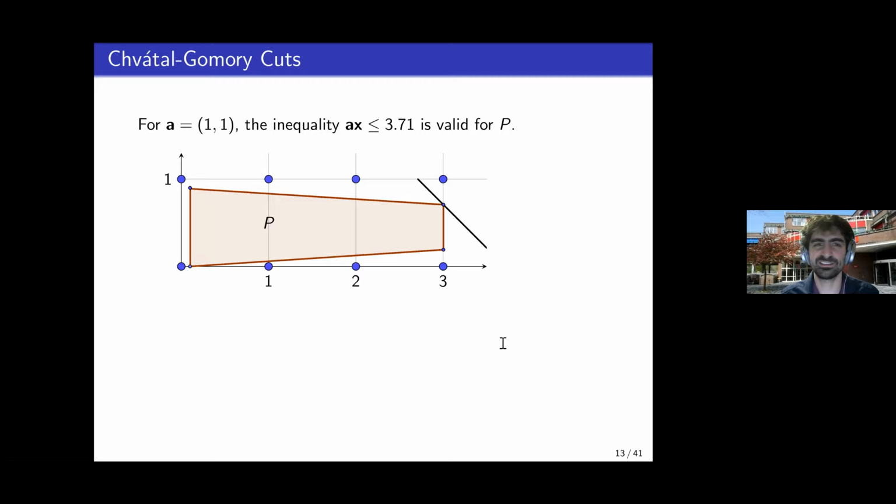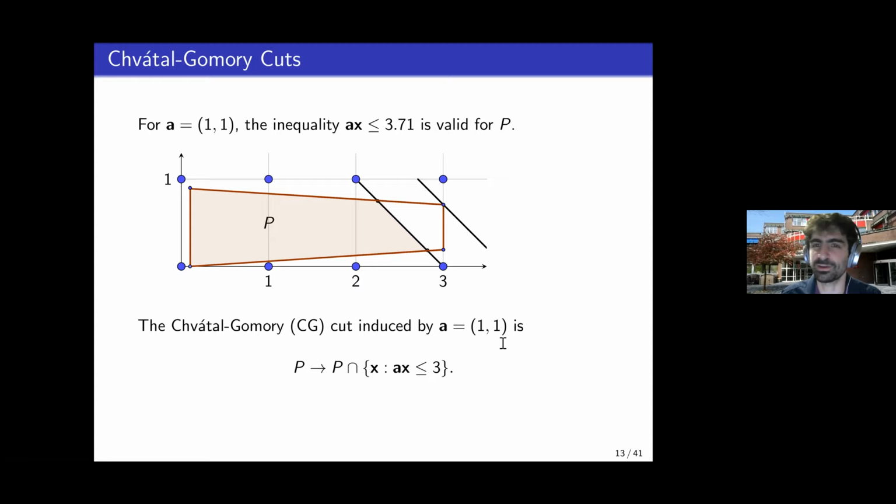So geometrically speaking, what is a CG cut? Here we have the same example. You start with your vector, the 1-1 vector. You maximize it over the current LP relaxation, and you get a value of something like 3.71. And then you learn that x1 plus x2 less than or equal to 3 must be valid for all the integer points inside your feasible region, and that is your CG cut.